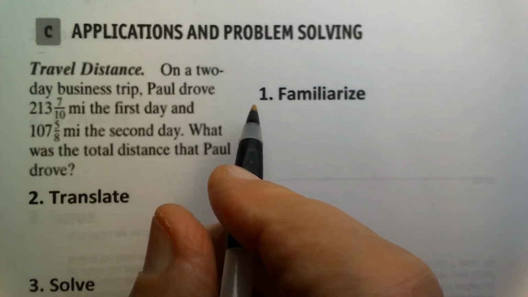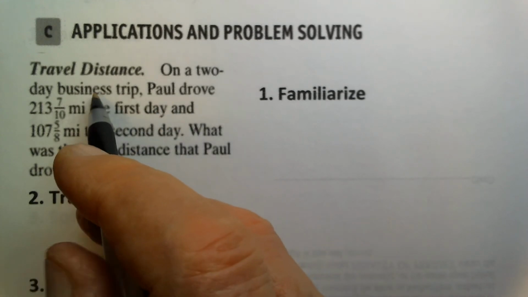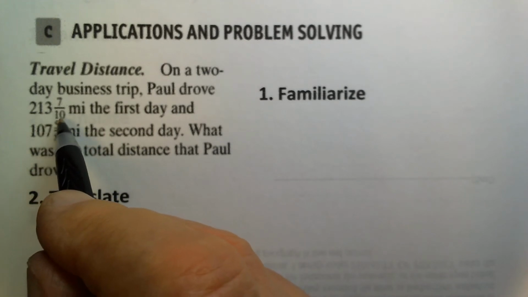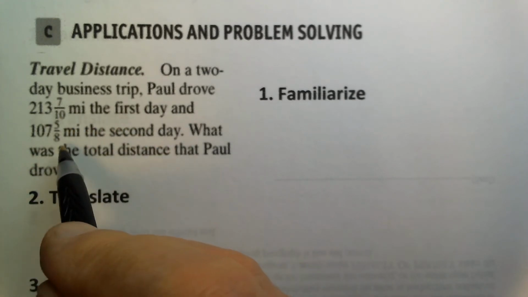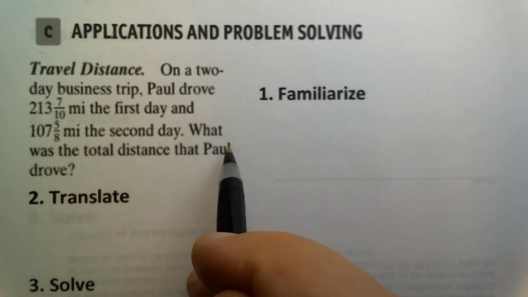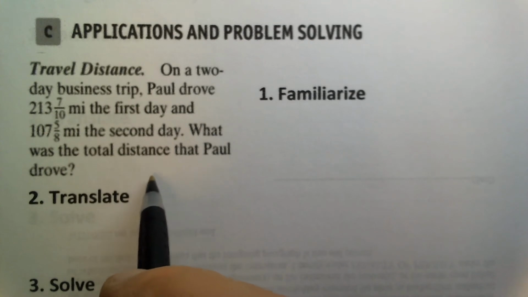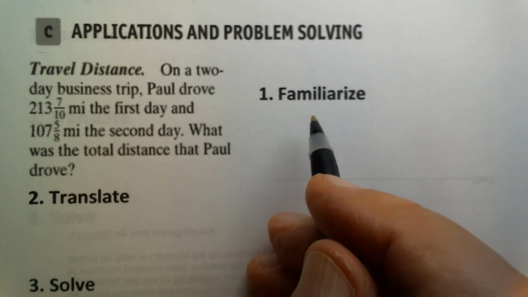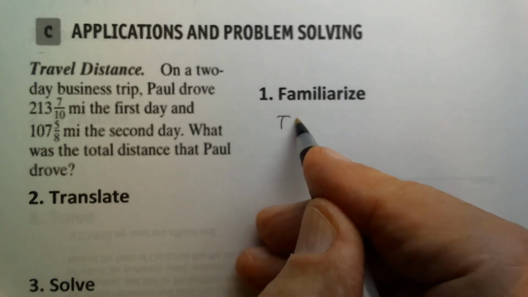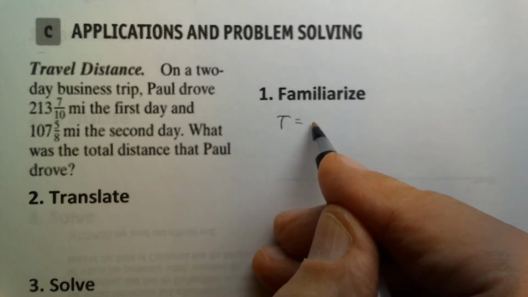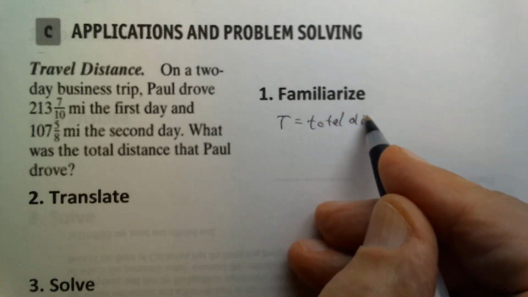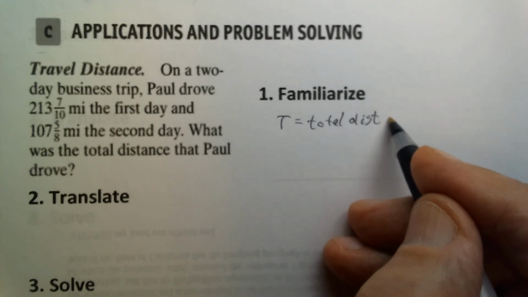Next, we're going to look at some applications and problem solving, and the first one is on travel distance. On a 2-day business trip, Paul drove 213 7/10 of a mile the first day, and 107 5/8 miles the second day. What was the total distance that Paul drove? So let's familiarize ourselves with it. And so let T be the total distance that Paul drove.